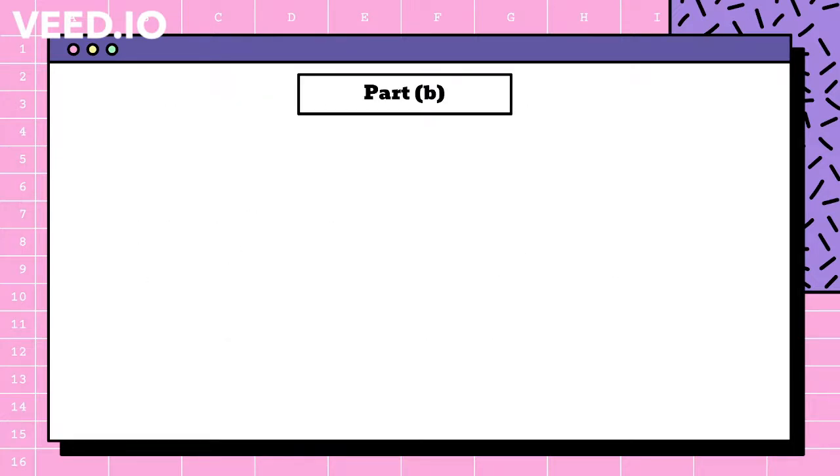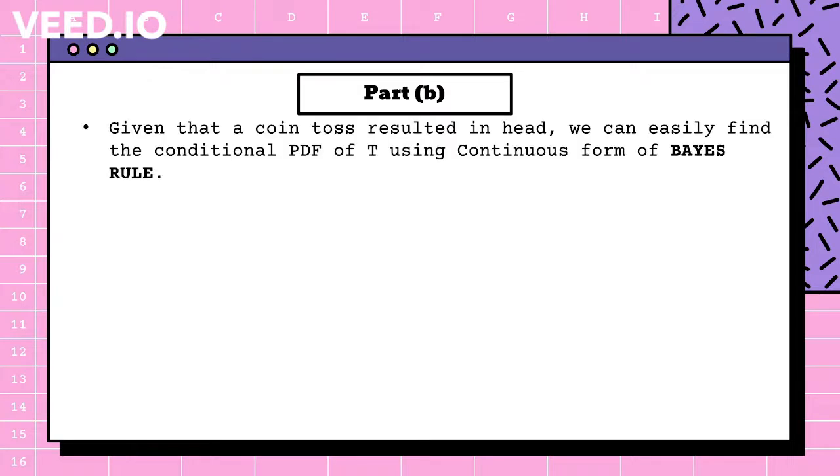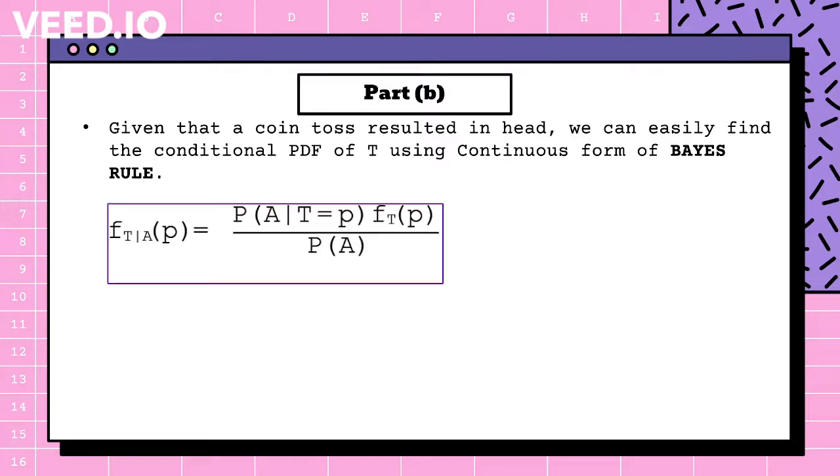In part B, we have to find the conditional probability density function of t given that the first coin toss is head. We shall use a very basic rule, which is Bayes' rule, in the continuous form because t here is continuous. This is the formula. The left-hand side stands for the probability density function of t when A is conditioned, and this is basically slicing of the area of the basic probability density function. So P(A given t equals p) upon P(A) is basically a fractional slicing of this function to get a new probability density function.